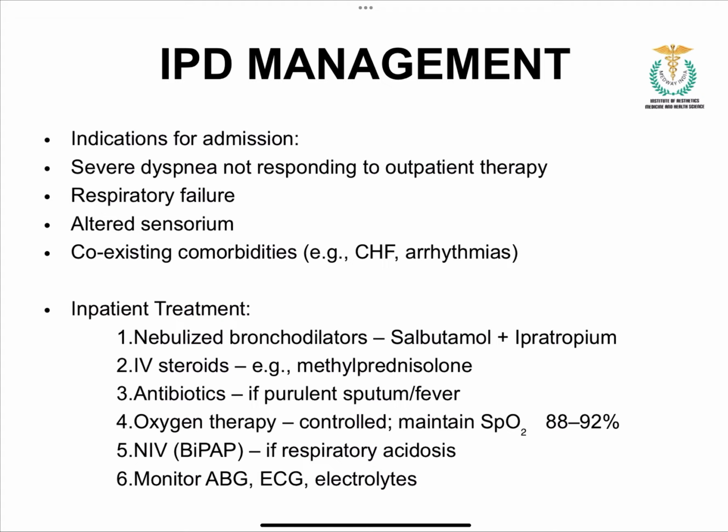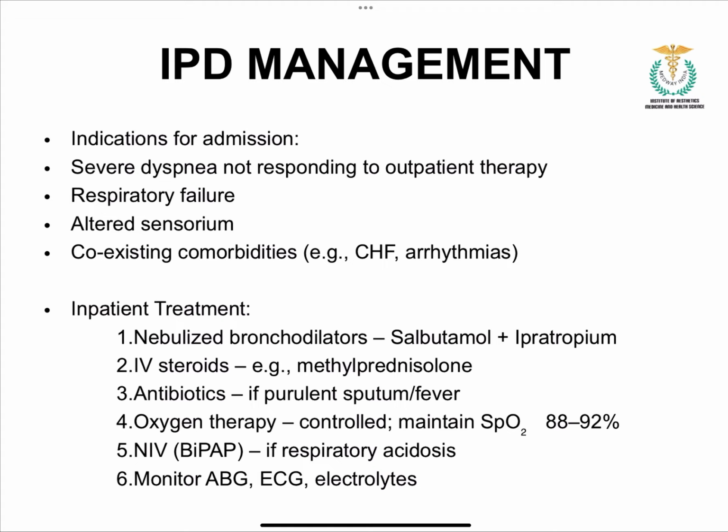Then you can advise NIV if respiratory acidosis happens. NIV is advised to avoid any intubation. And next is to monitor the ECG, electrolytes, and ABG. So these are the inpatient treatments you can do for the patient, and start the treatment at the IPD level.